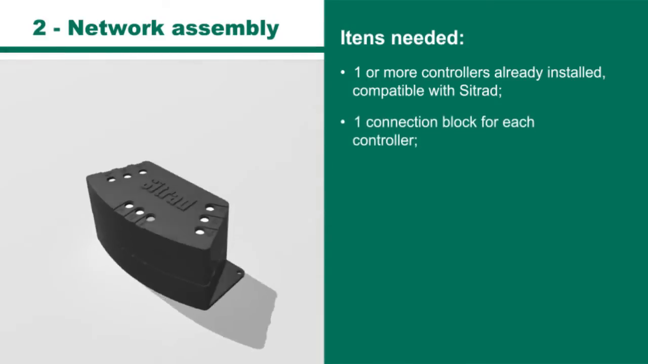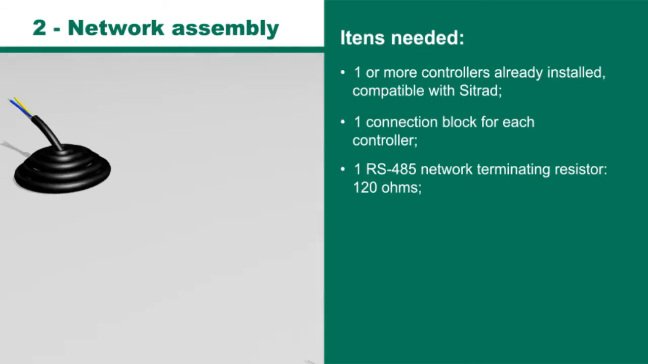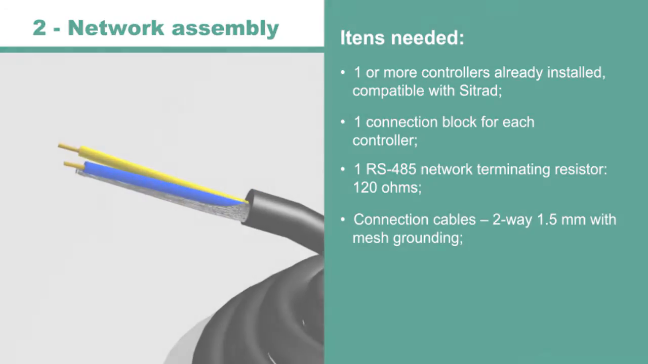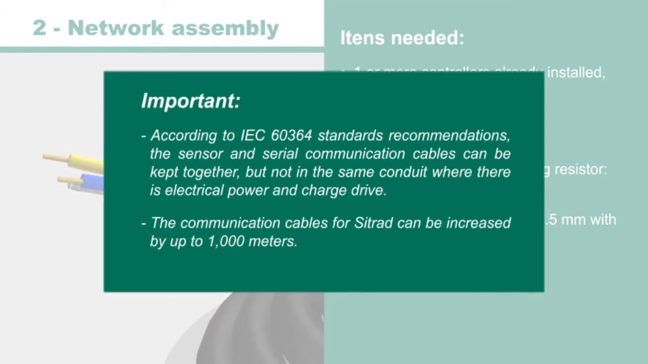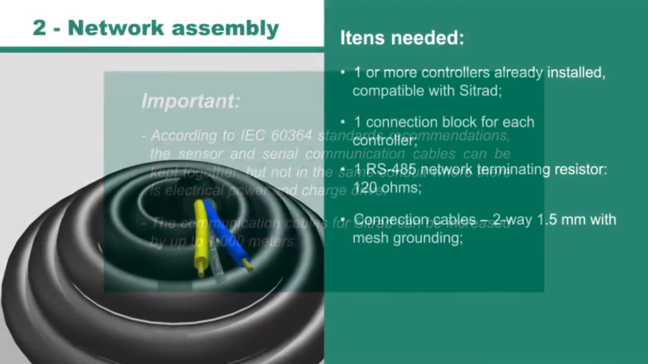You will need a connection block for each controller, a terminating resistor of 120 ohms for the RS485 network, and two-way 1.5 mm connection cables with mesh grounding. Important: according to IEC 60364 standards recommendations, the sensor and serial communication cables can be kept together, but not in the same conduit where there is electrical power and charge drive. The communication cables for Sitrad can be extended up to 1,000 meters.